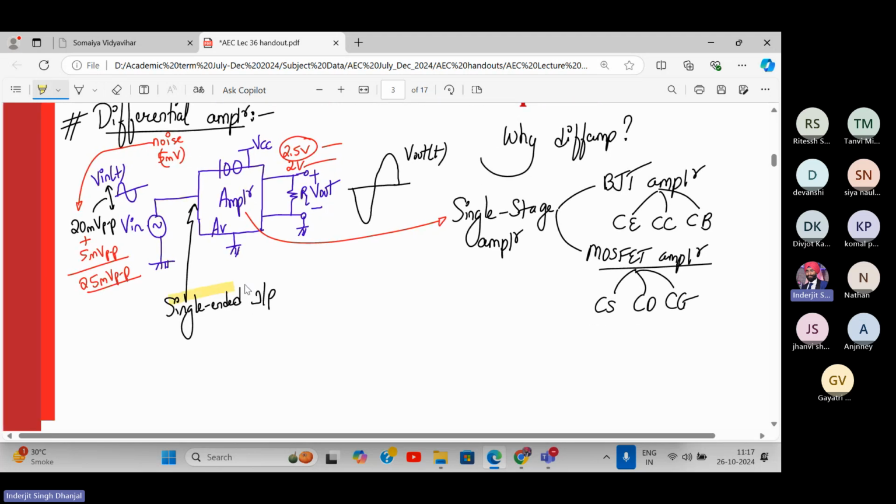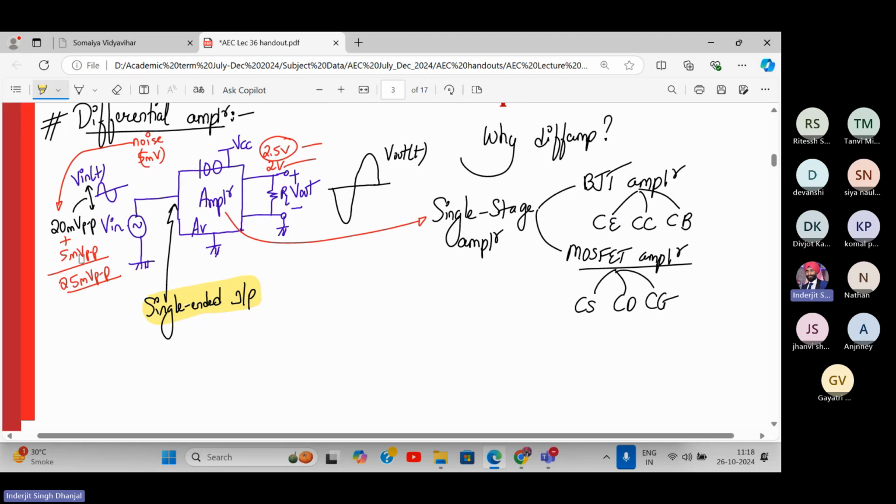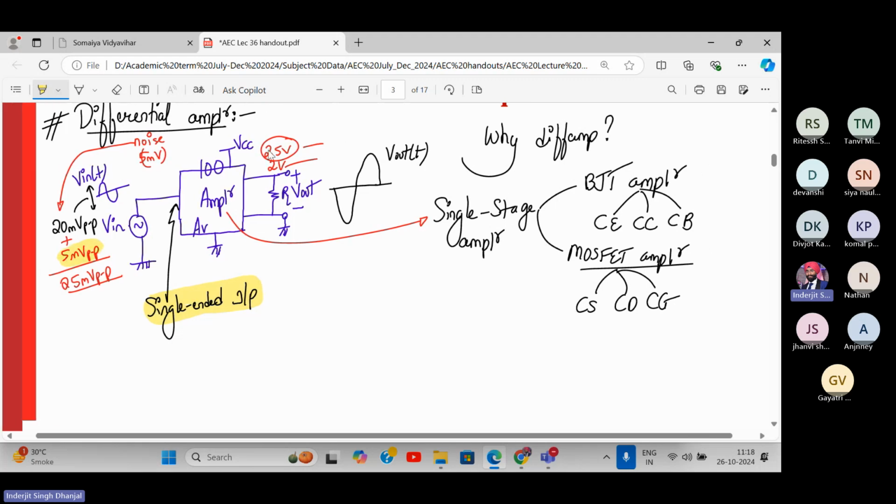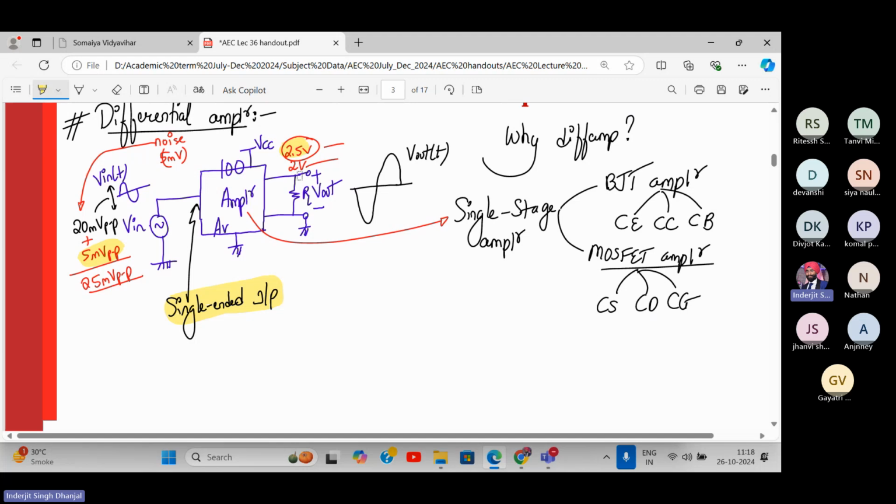So it was vulnerable to noise signals. It cannot do anything about it. It cannot protect itself. If an extra noise signal comes, it will corrupt the output. Let's say the signal range is very, very small, amplifying 0.5 volt or even smaller. Then the signal integrity will be affected. So that's one motivation.